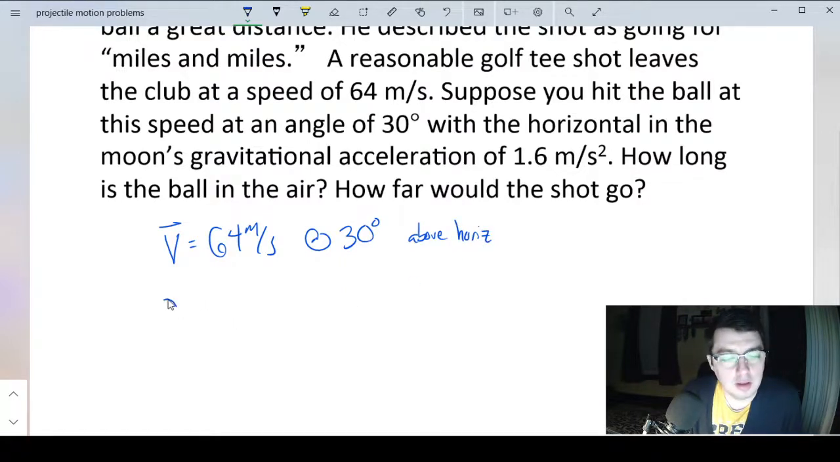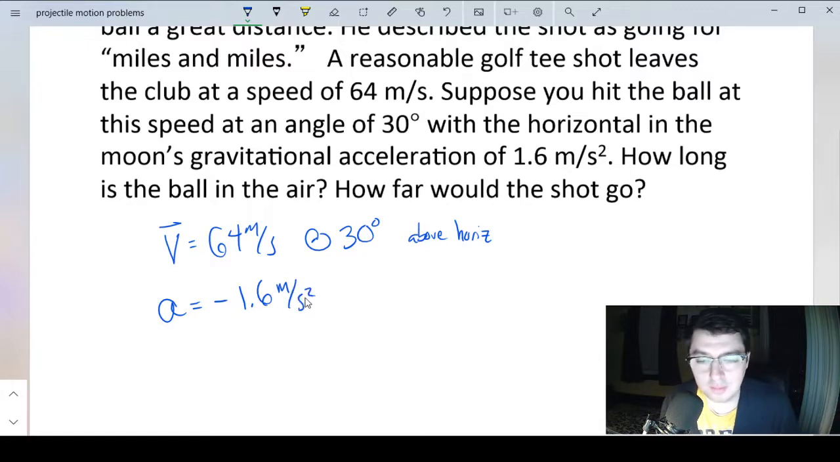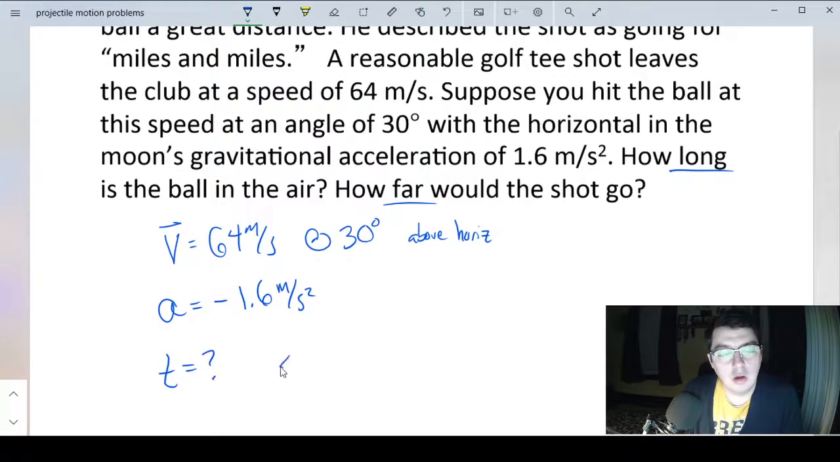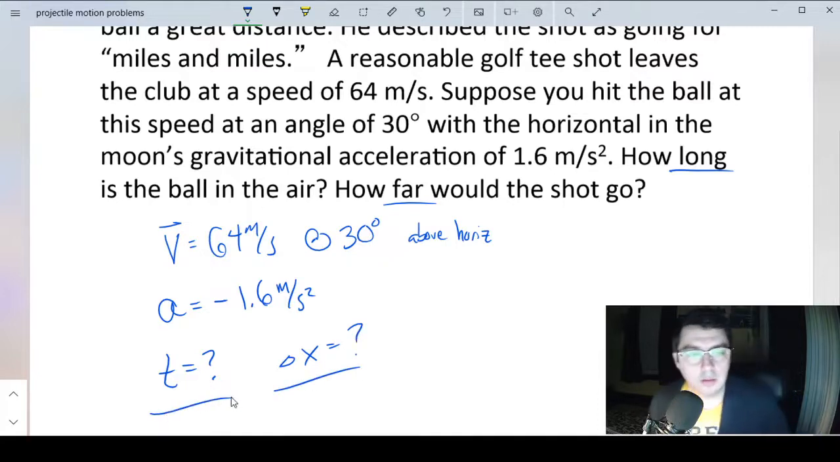We are told that the acceleration is not minus g because we're on the moon. It is negative, and it just has a different value, 1.6 meters per second squared instead of 9.8 meters per second squared. And we want to know how long it's in the air, and how far. So what we don't know is t, and we don't know delta x. So it doesn't seem like we're given an awful lot of information.